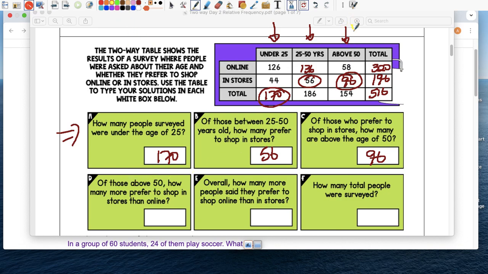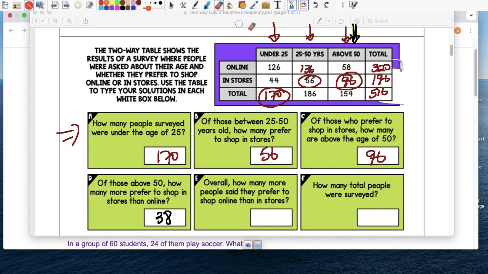Above 50, so if you look at this column here, focus on the people who are above 50. How many more prefer to shop in stores than online? Well, in stores 96 minus 58 from the store, and you get 38.